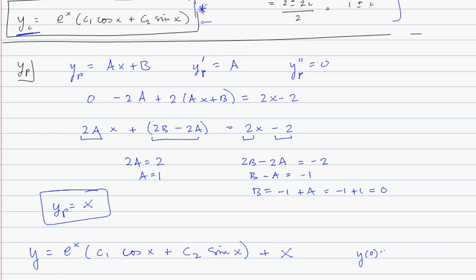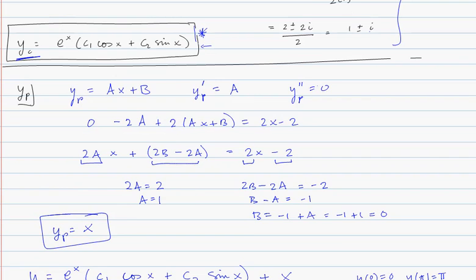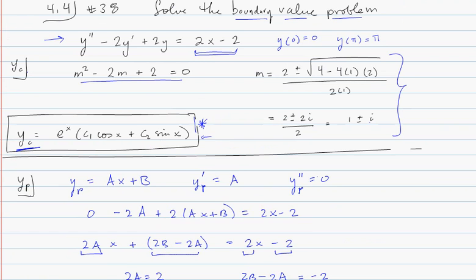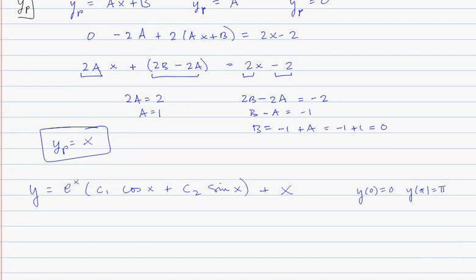Now we're going to use these boundary conditions to find what c1 and c2 are. So let me write them down again. If you notice, they were up here, so I just want them to show in the same frame. And so let's apply y of 0. We get e to the 0, which is 1, times c1 times cosine of 0, which is 1, plus c2 times sine of 0, which is 0, plus 0. And so I have here, really I just have c1, and this needs to be 0 according to this condition. So c1 is 0.